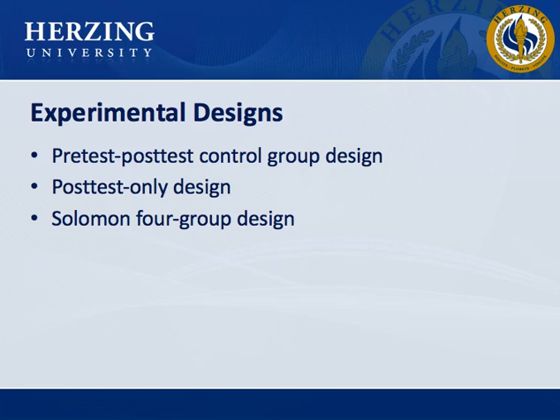There are three main experimental designs, which include the pre-test and post-test control group design, the post-test only design, and the Solomon 4 group design. In the most commonly used experimental design, which is the pre-test post-test control group design, subjects are randomly assigned to groups. A pre-test is given to both groups. The experimental group receives the experimental treatment, while the comparison group receives the routine treatment or no treatment. And finally, a post-test is given to both groups.